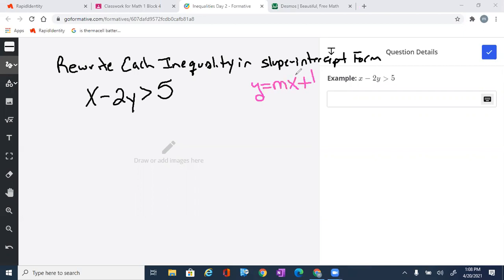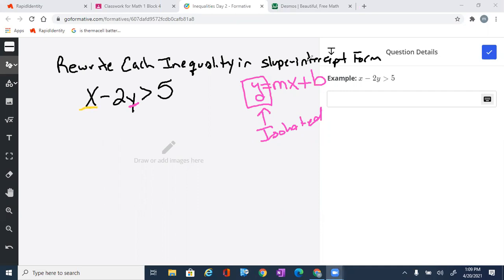mx plus b, meaning that notice that the y is isolated on its own side of the equal sign. So in order to do that, we are going to try to get y by itself. We're going to look for any term that we can get rid of off of that y. And the first thing you're going to notice is that there is an x right here. And we need to get rid of that x.